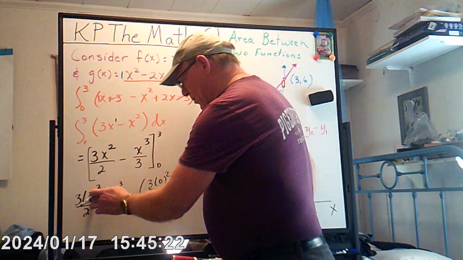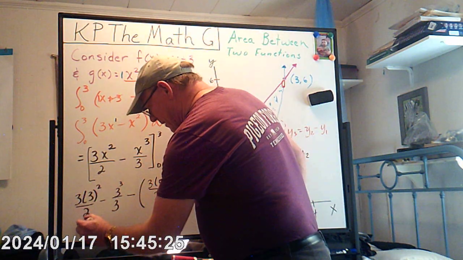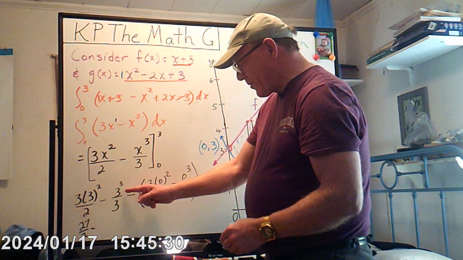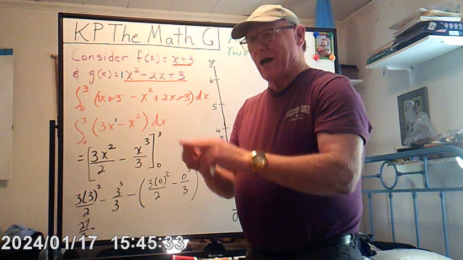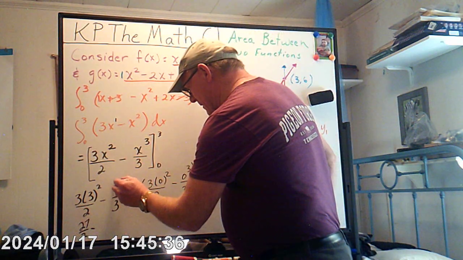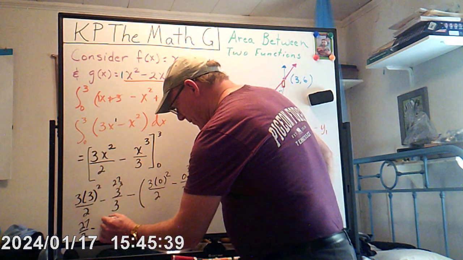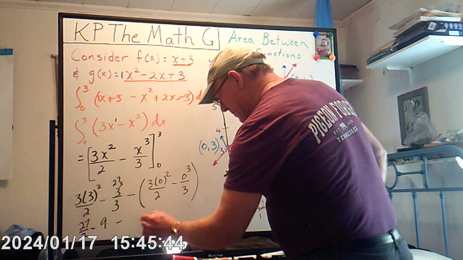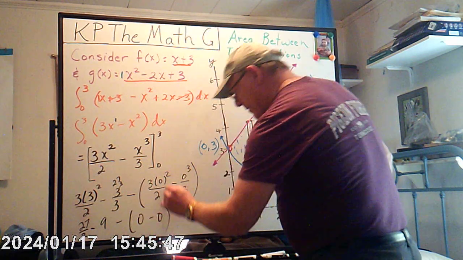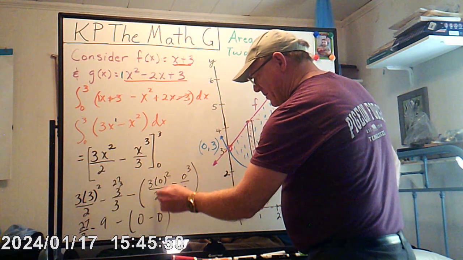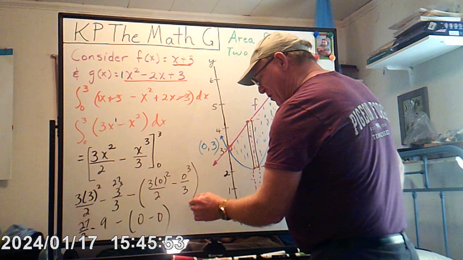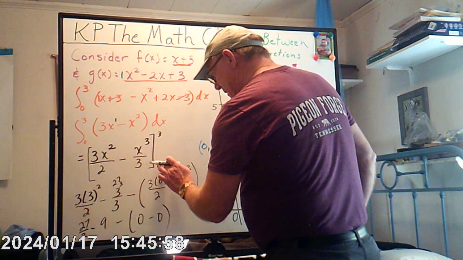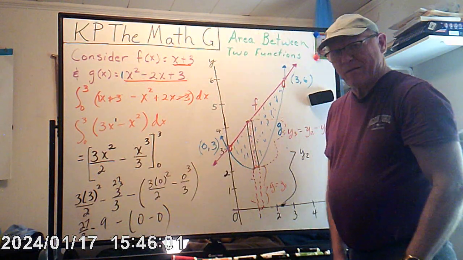All right. 3 squared is 9. 9 times 3 is 27. So we have 27 over 2 minus 3 cubed is 9. 3 cubed is 27. 3 times 3 is 9. 9 times 3 is 27. So 27 divided by 3 is 9. Okay. So, and then minus, this is 0. This is 0. 0 squared is 0. 0 times 3 is 0. 0 over 2 is 0. 0 cubed is 0. 0 over 3 is still 0. So that's all 0 there. If I have x's in both of my terms and I've got a 0 here, all of this is going to be 0 anyway, right?